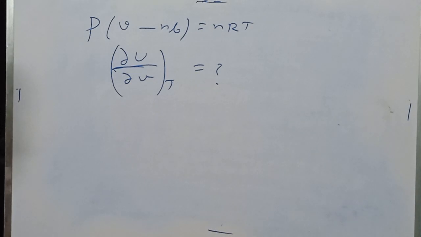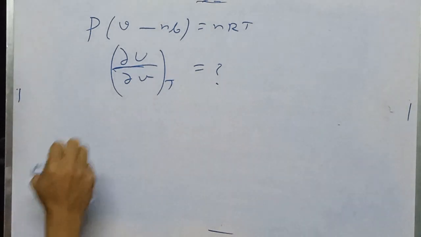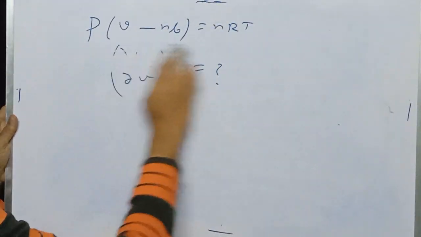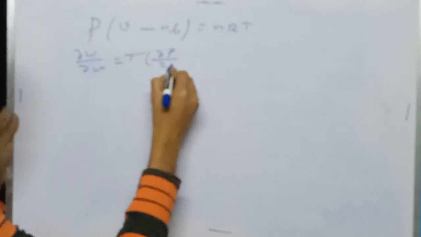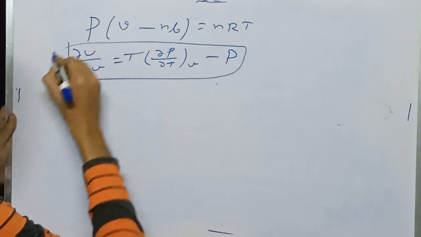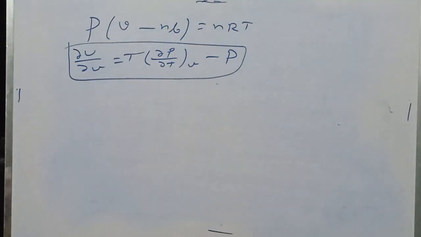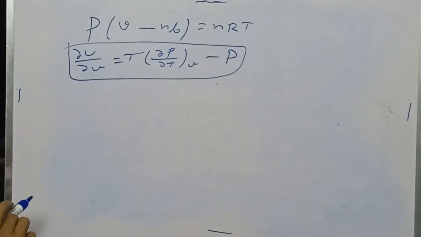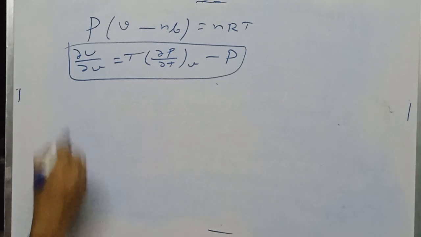Just like previous problems, here we start as del u del Vt is equal to T del P del T V minus P. This is the thermodynamic equation of state. I shall derive this later. Now you keep in mind this equation because this is a most important equation in thermodynamics. Del u del Vt.